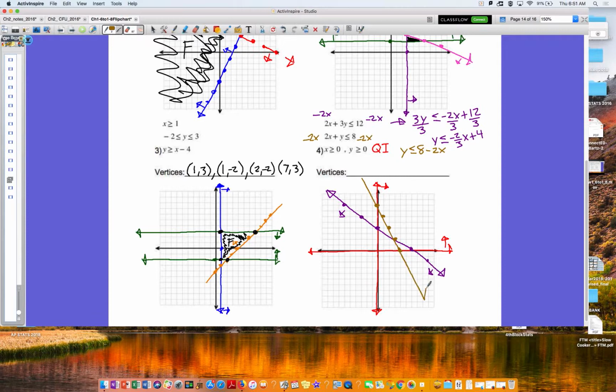The key is I'm looking at where it's intersecting in the triangle because that's all that matters for my feasible region. It was a less than symbol. I'm shading below. So here's my feasible region right here. Everything in this quadrilateral. So now I need to find those vertices.